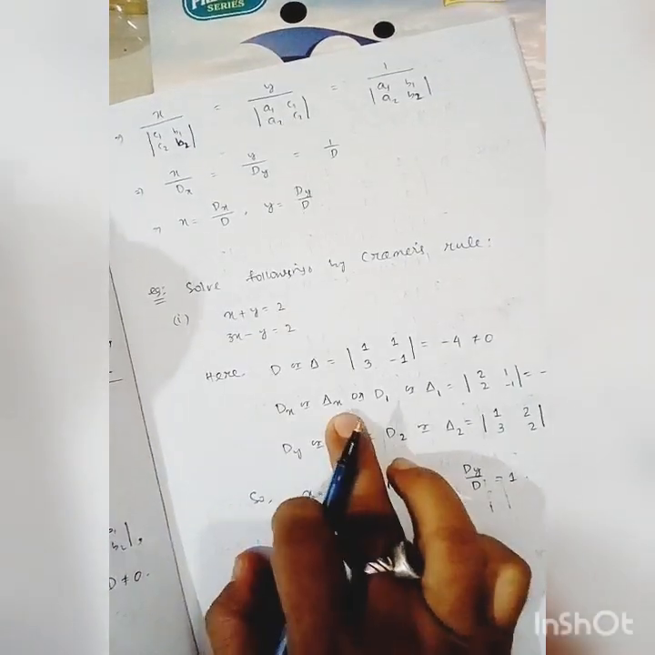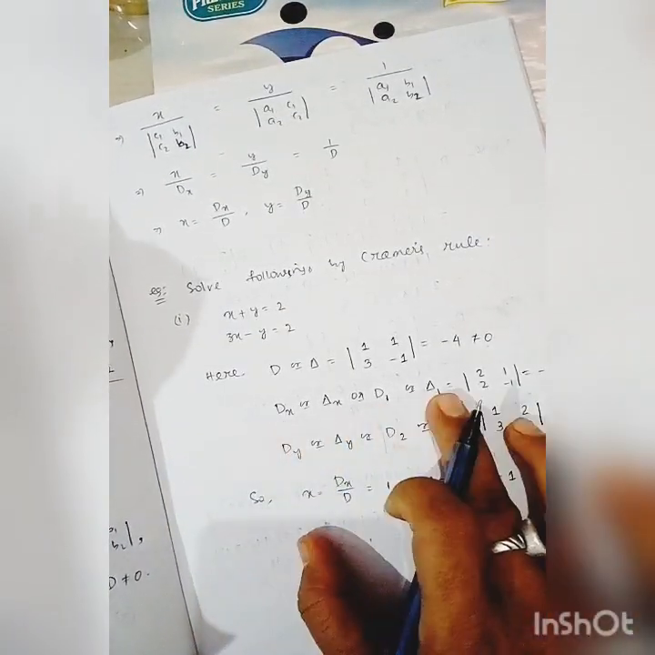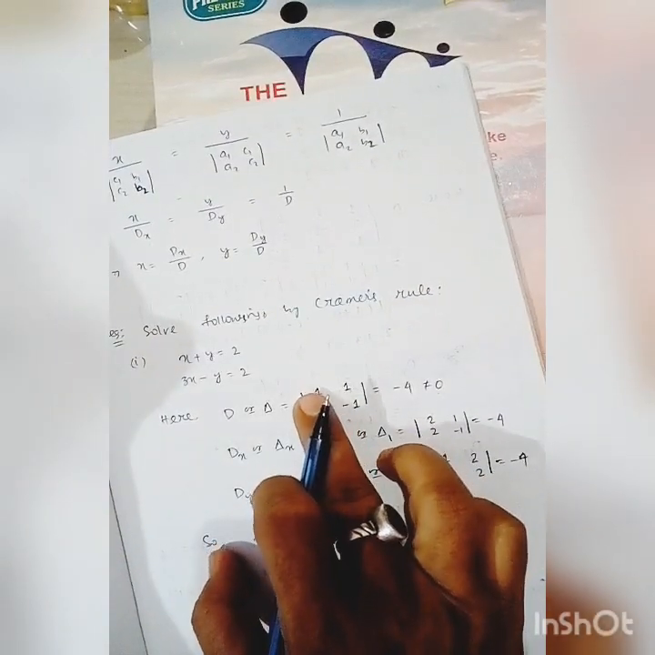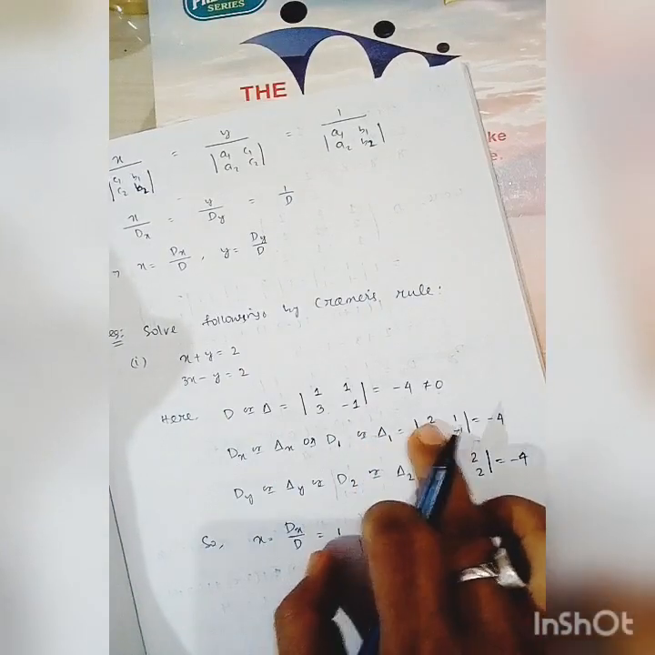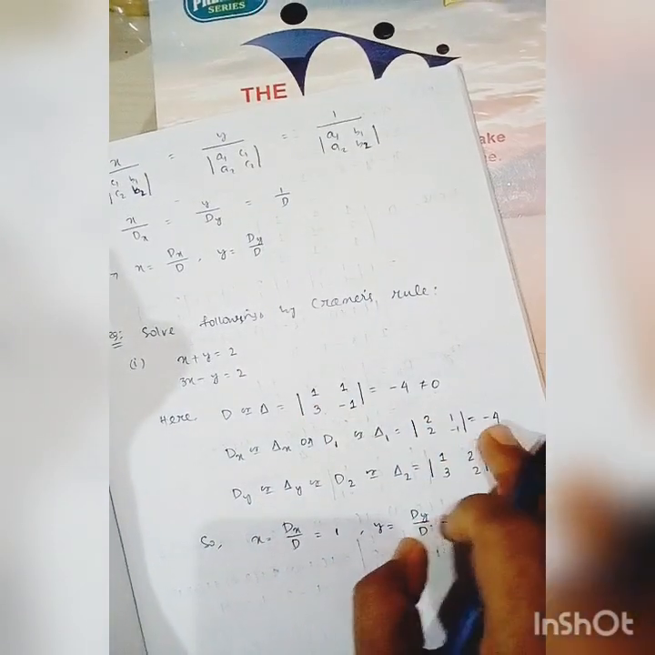Again, Dx or del x or D1 or del 1, they are the same thing. You have to replace the first column with the constants, that is 2, 2, in place of the first column. That is 2 2 1 minus 1, which is again minus 4.